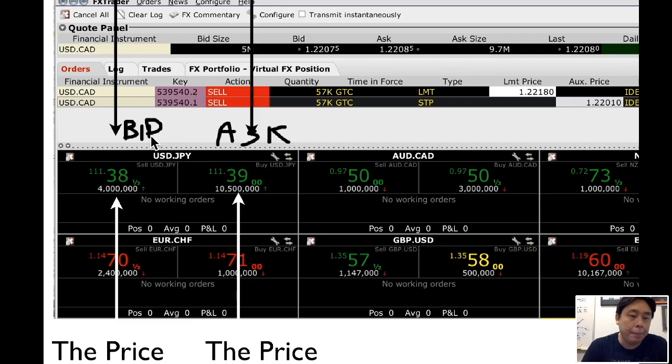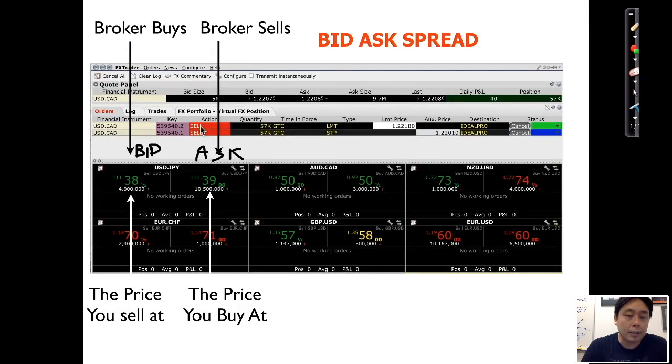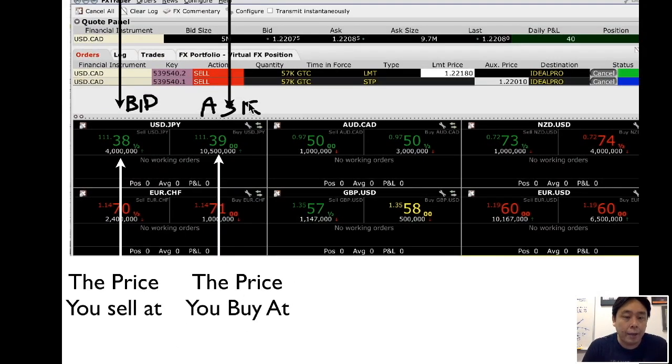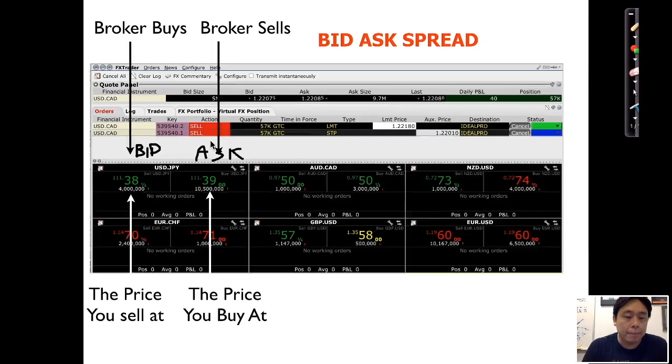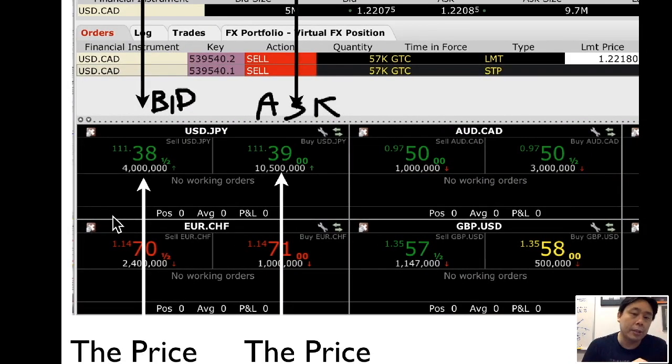Okay, so what we see here is ask 111.39 and bid 111.38. So again, ask is what sellers want to sell at, and bid is what buyers are willing to buy at. Remember that when you want to buy, when you want to go long, you have to buy from a seller, so you always buy at the ask price. And when you sell, you must sell to a buyer, so you sell at the bid price. Always notice that the ask price is always higher than the bid price by a few pips.